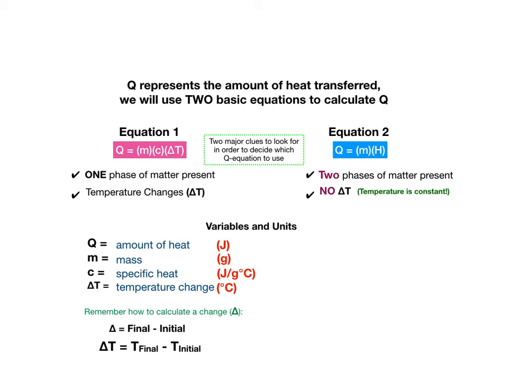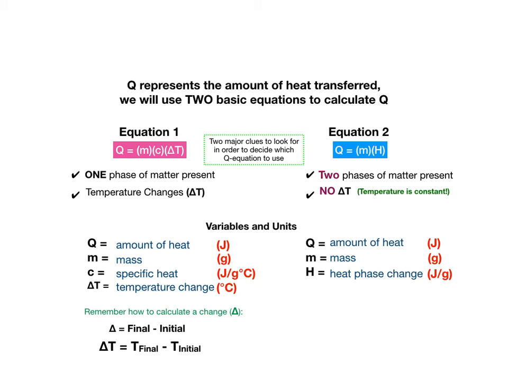Let's take a look at the variables and units for equation 2. Q, once again, represents the amount of heat, and any value for Q would be tagged with the unit of joule. M, once again, represents mass. A value representing the mass will be tagged with the unit of g for gram. So a newer variable here is the capital H. It is the heat of the phase change. And like specific heat, this is a unique value for a substance's particular phase change, and its unit is a fraction, joule per gram.